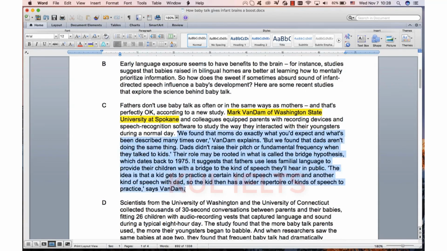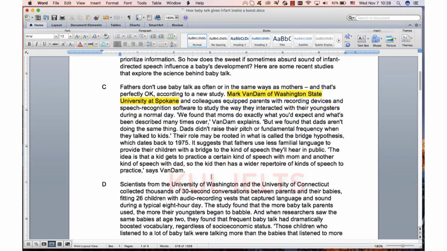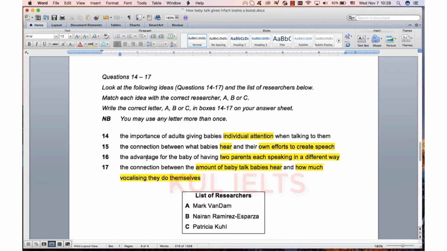So unfortunately, you have to read this whole thing quite quickly. As I mentioned earlier, it's over here. They've paraphrased quite a lot. That's what makes these difficult, is the paraphrase. There's no real easy way to find it. You needed to read through all of that with all of those phrases in your head. But we saw that this one is probably this one, two parents speaking in a different way.